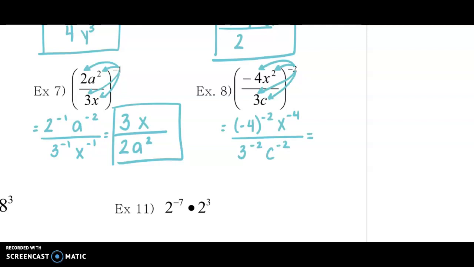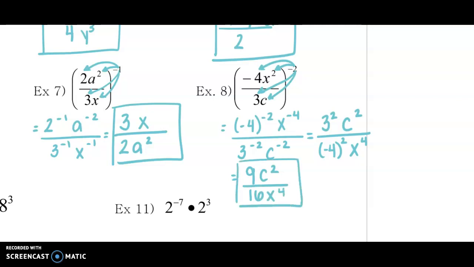So then from there, everything needs to get flipped, right? This negative 4 to the negative second needs to come to the bottom. The exponent becomes positive. The number stays negative. X to the fourth goes to the bottom, becomes positive. 3 to the negative second comes up top, becomes positive. C to the negative second comes up top, becomes positive. So now I'm going to have 3 squared, which is 9, so 9c squared over negative 4 squared, which is 16, x to the fourth. And that would be our final answer.